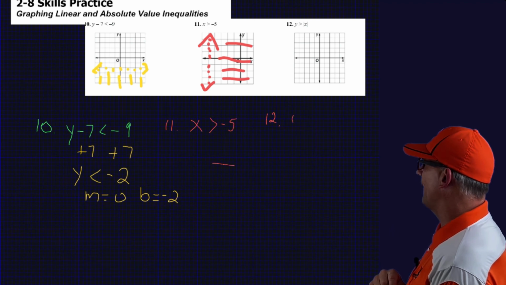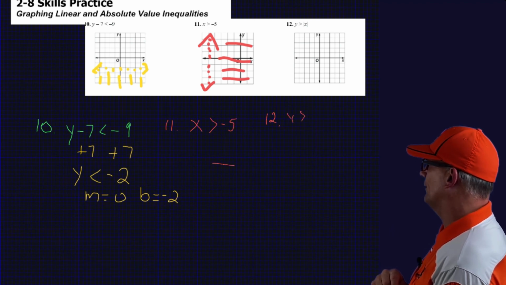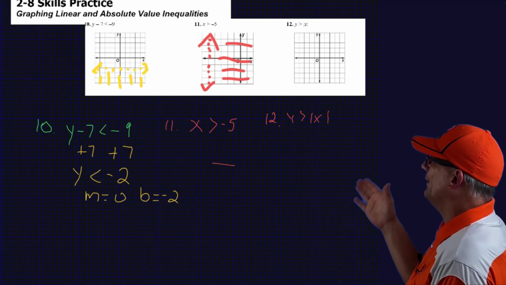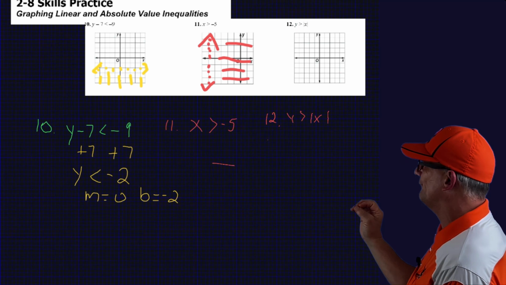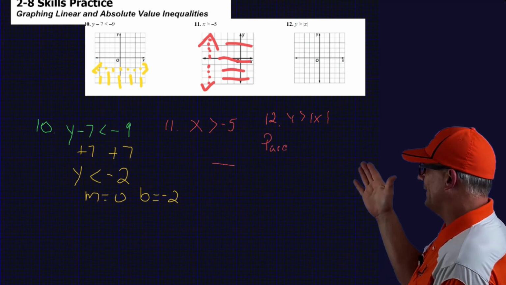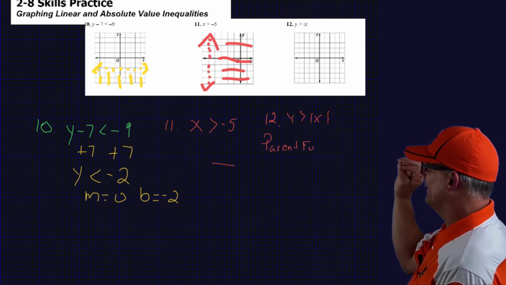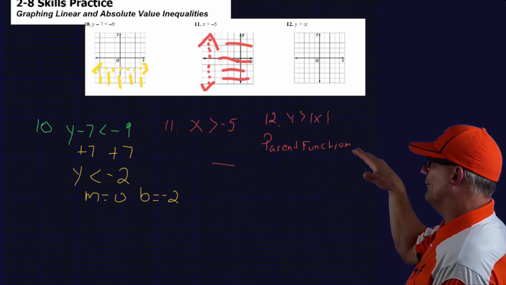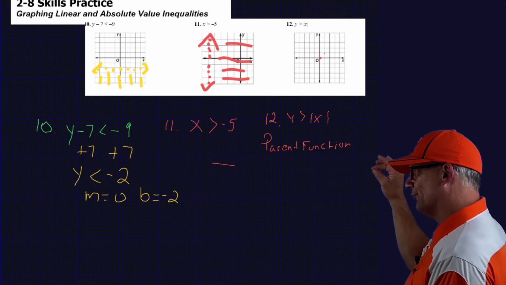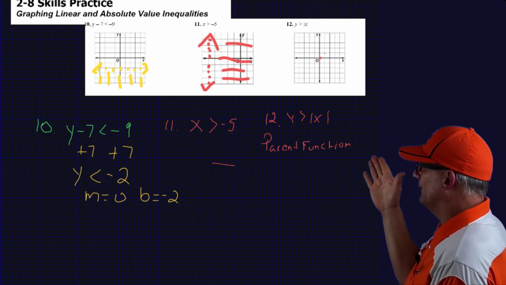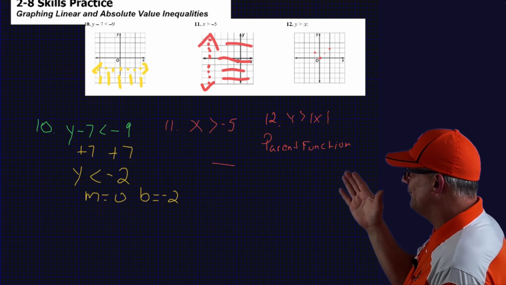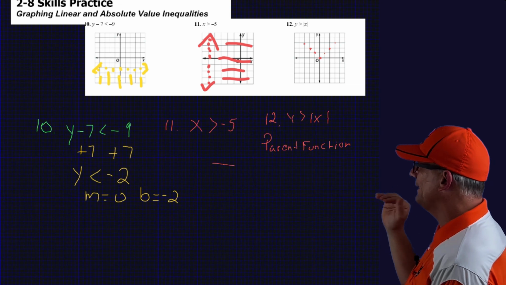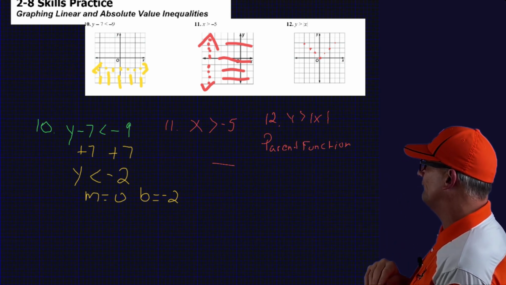All right, our last one is an absolute value inequality, right? Y greater than the absolute value of x. Now we already know, we've gone over what the parent function of this is, right? The parent function of this is start at 0, 0, right? And go over 1 and up 1. Over 2, up 2. To the left 1, up 1. To the left 2, up 2. So this is an absolute value, and there's really nothing more to do if you understand the parent function.